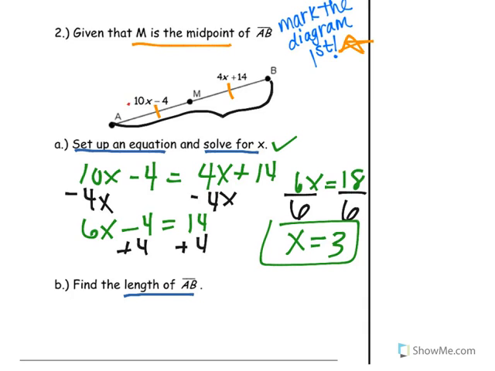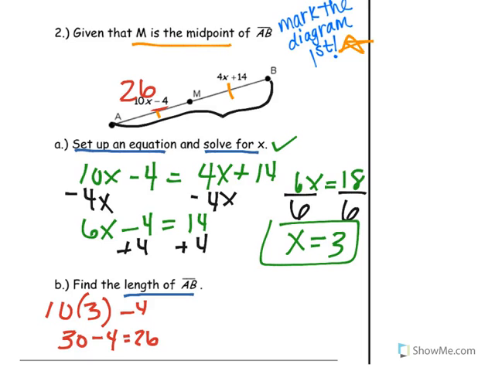So I can evaluate this expression, 10x minus 4, by plugging in the x value that I have and figuring out what the length of AM is. So 10 times 3 is 30. 30 minus 4 equals 26, right? So I now know, oops, sorry, I think the video paused on me. I'm not quite sure where I left off, but we know we did 30 minus 4 and got 26, and now I can plug it in here, and I know that the length of AM equals 26.